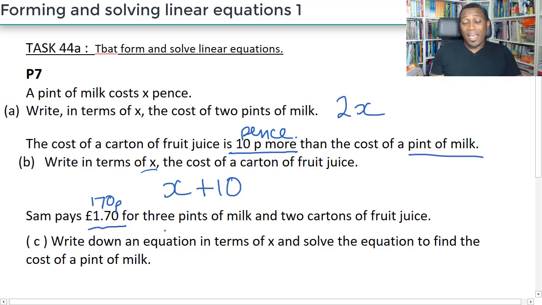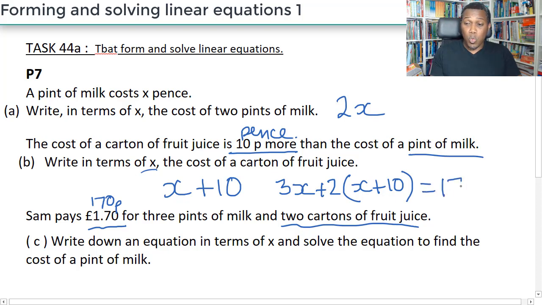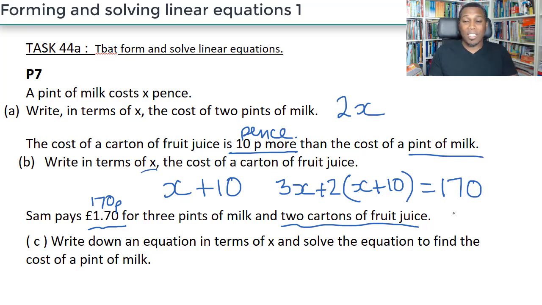And now that we have that sorted out, we want to find 3 pints of milk. A pint of milk is x, so 3 pints of milk will be 3x. And then 2 cans of fruit juice. 1 fruit juice is x plus 10. How many fruit juices do I want? 2. So the entire x plus 10 brackets needs to be doubled. So 3x plus 2 times (x plus 10) in brackets. That is what's going to give you 170. That is the expression that you want to be solving. 3x plus 2(x plus 10) is equal to 170.